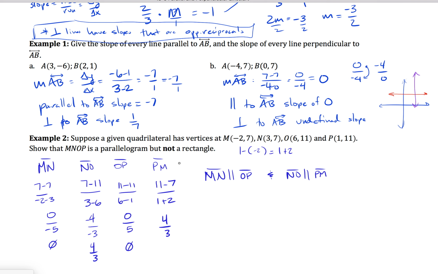So that's true. But why is it not a rectangle? Well, look at the consecutive sides, right? In a rectangle, consecutive sides will be perpendicular. MN is not perpendicular to NO. Because MN has a slope of 0 and NO has a slope of 4/3, those are not opposite reciprocals. Or if you multiply those slopes together, you don't get -1. And so that means that MN is not perpendicular to NO. Therefore, MNOP is a parallelogram, but not a rectangle.